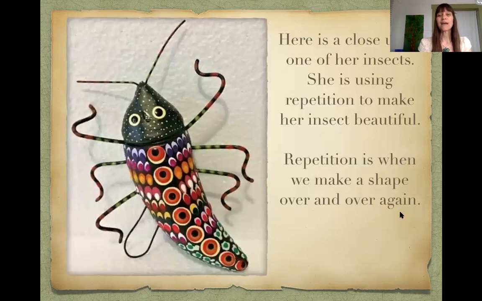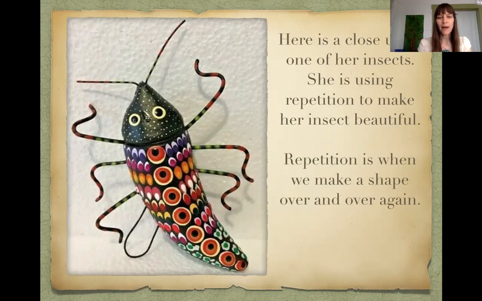Here is a close-up of one of her insects. She is using repetition to make her insect beautiful. Repetition is when we make a shape over and over again. So if you look at this insect's head, you'll see white spot, white spot, white spot, and many more. That is repetition. She's using repetition down here too.